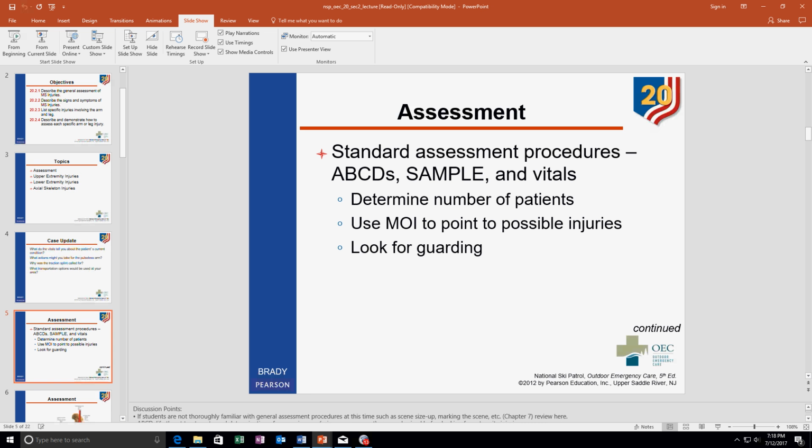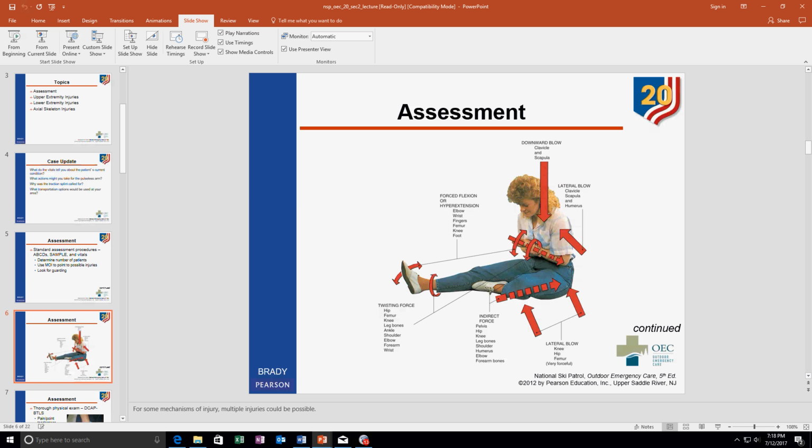We talked about ABCs, the SAMPLE, the vitals. Basically, you're the most important person in an accident. The second one is your buddy, your other patroller, and the third one is the patient. Again, determine the number of patients, 1, 2, 5. Maybe they were leaning against or wrapped around a tree, or look for guarding. Maybe they're holding their hand up close to their chest. That gives you a lot of insight by looking at the scene and the patient.